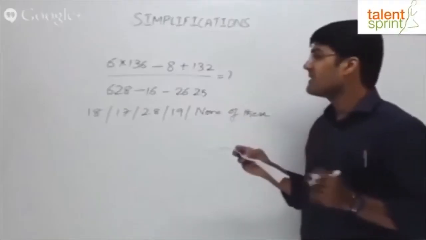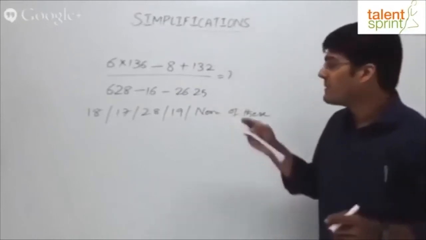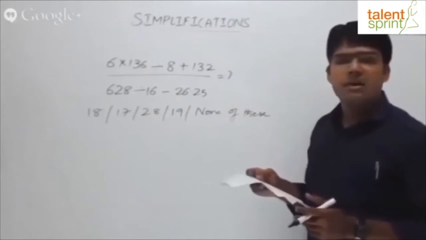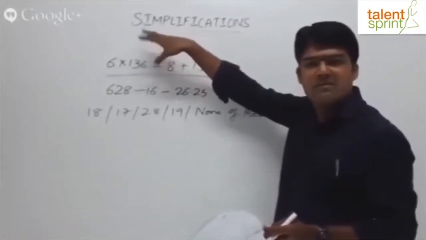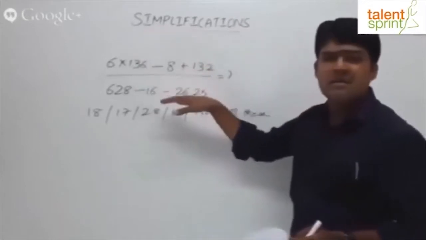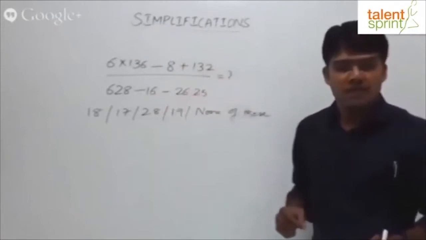6 into 136 divided by 8 plus 132 divided by 628 divided by 16 minus 26.25. So that's like a complicated numerator which has got some simplification within it and a similar denominator. So simplify the numerator and denominator respectively and then go for the division part, right?